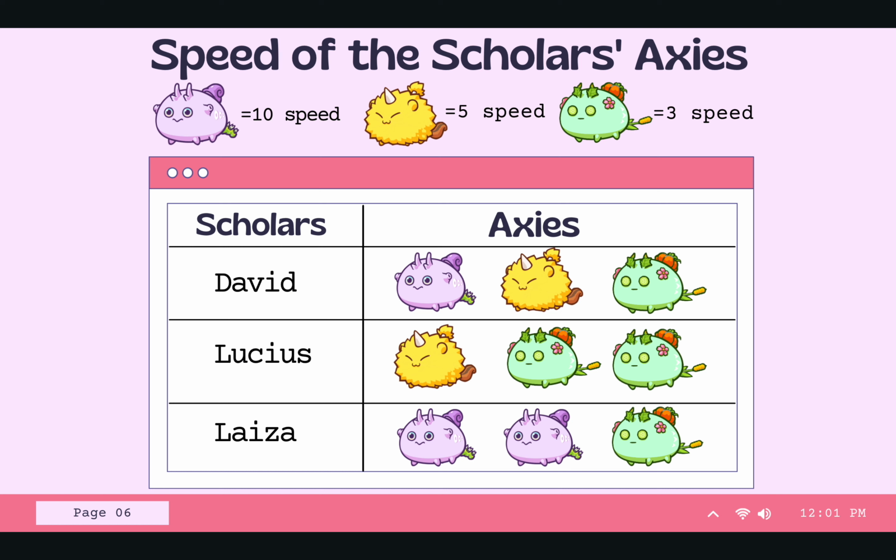Here's an example of a pictograph. Our graph is entitled Speed of the Scholar's Axis. As you can see, we have three scholars, 1, 2, 3, and every scholar has three axes, 1, 2, 3, and each of their axes has its own speed: 10 speed, 5 speed, and 3 speed.